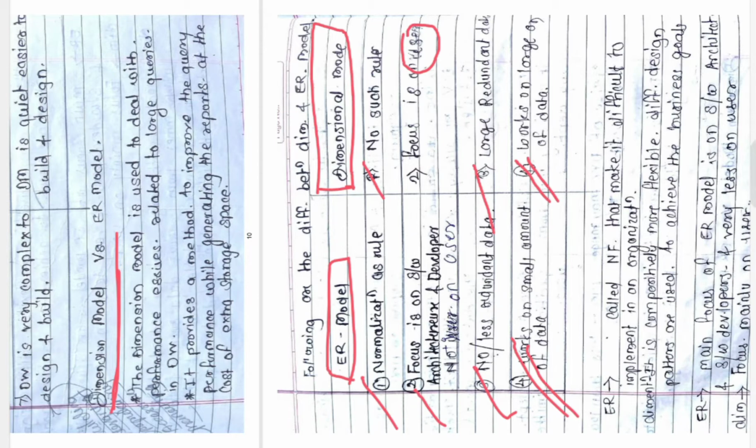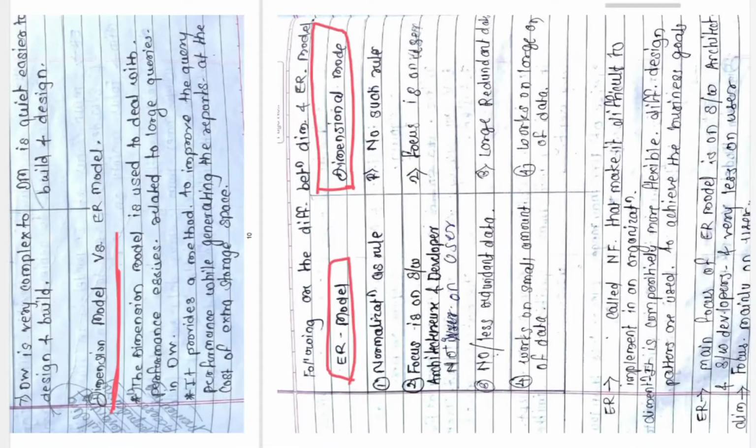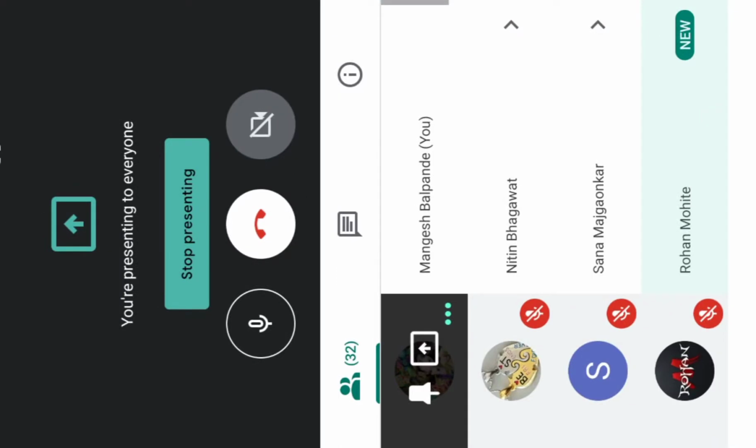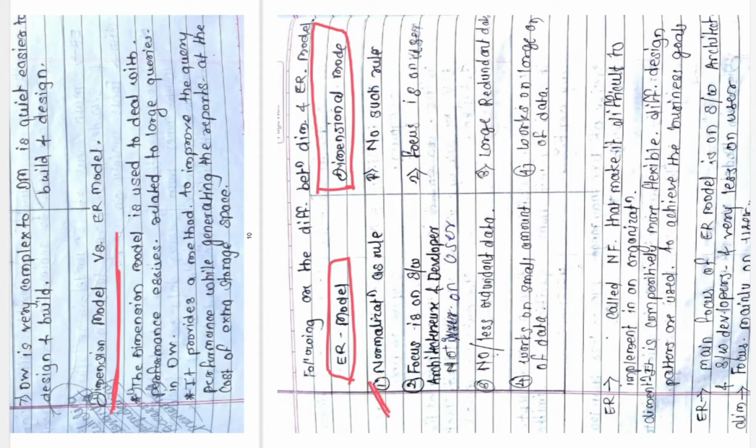Which are the points we have discussed? I will repeat it in a quicker way. The first one is, here normalization is the rule, because in the ER model we are dealing with the interconnection of the entities, and in the dimensional model there is no such case where we need to deal with the entities, and there is no rule for normalization. Okay, and here in the ER model, normalization is the rule, which means what?